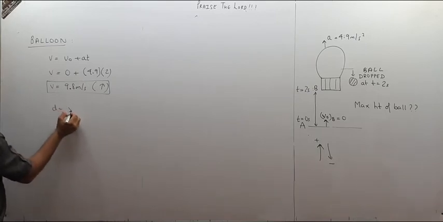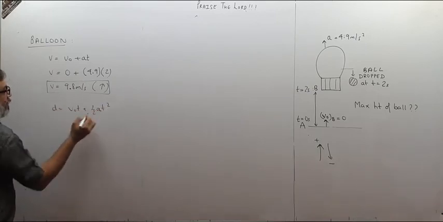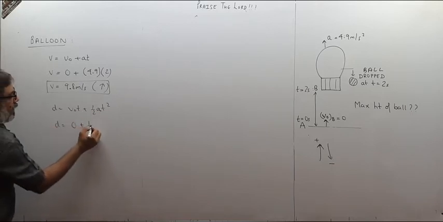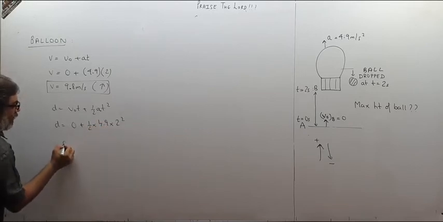So D equals V0T plus half AT square. So D will be 0, initial velocity was 0, plus half into 4.9 into T square.